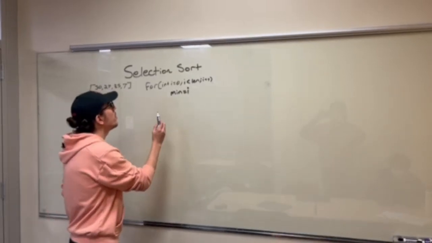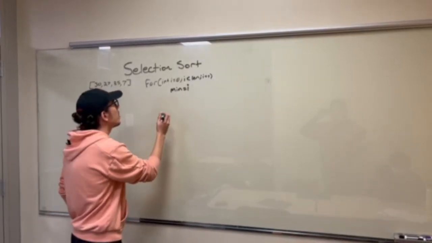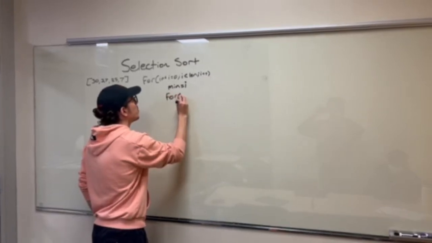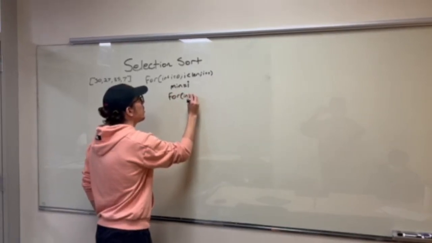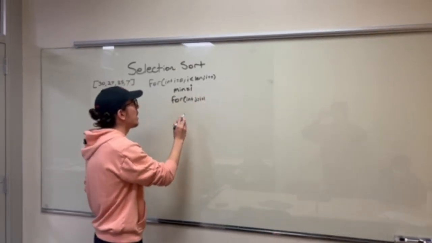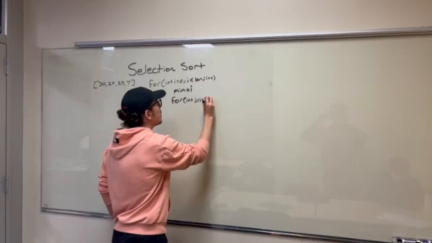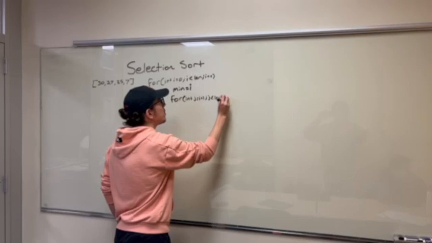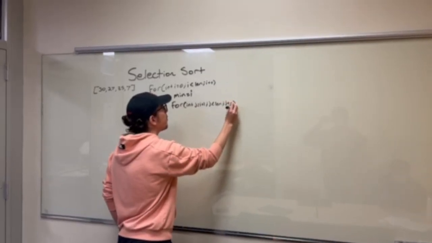So with the minimum being the index, what you're going to do now is just have another for loop, and this will be j, and this will start at i plus 1, so it'll go through the rest of the list after this, and it will still have to be less than the length, and it will still increase by 1 every time.